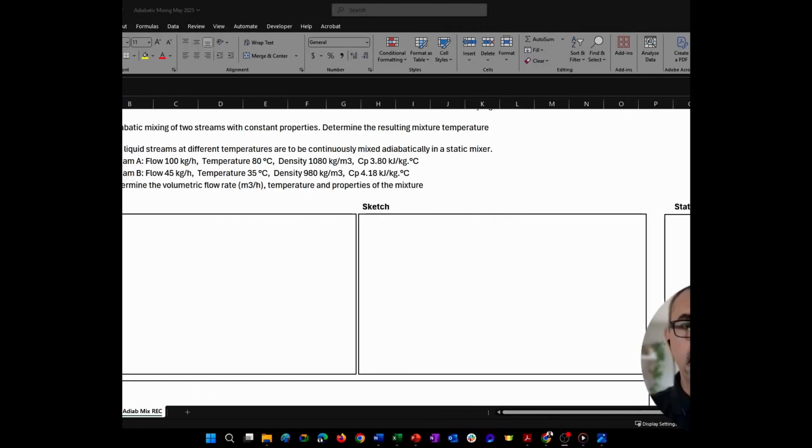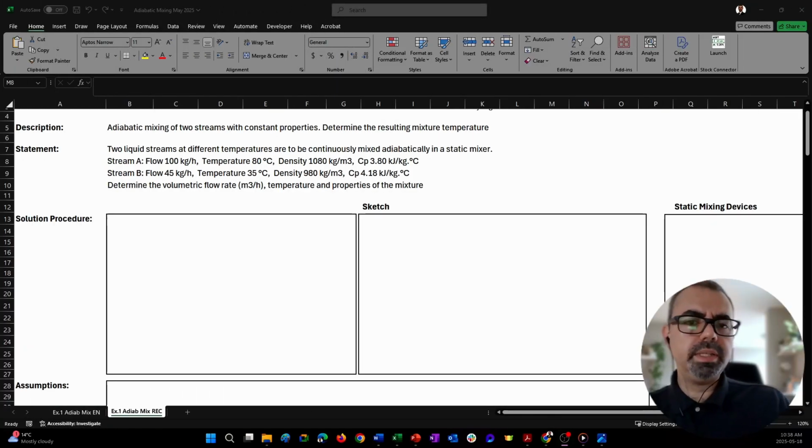Today, we're going to solve a very simple mass and energy balance problem, which is the mixing of two streams to determine the properties of the mixture. And here is the problem statement. We have two liquid streams at different temperatures that need to be mixed continuously and adiabatically in a static mixer. They give us the information of the two streams.